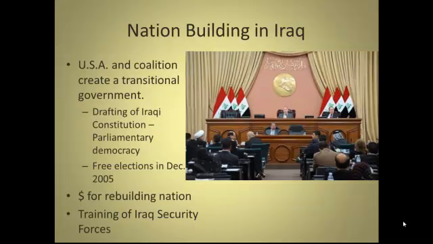So now we have to talk about the difficulties in Iraq. Nation building is a very hard thing to do. But the United States and the coalition create a transitional government. They help the Iraqis draft a constitution, and they set up a parliamentary democracy. And the country held its first free elections in December of 2005, about 2 years after the capture of Saddam Hussein. The United States also provided money for rebuilding the nation after the war, and also took the lead in training the new Iraqi security forces and army.